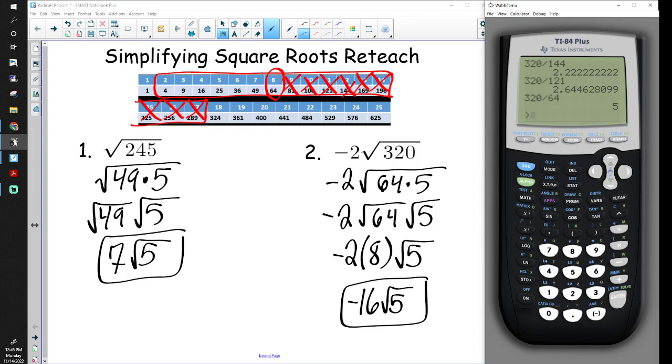Okay, that's simplifying square roots. It's always the same. All I can do is change the number under the square root and the number in front, otherwise everything is the same.